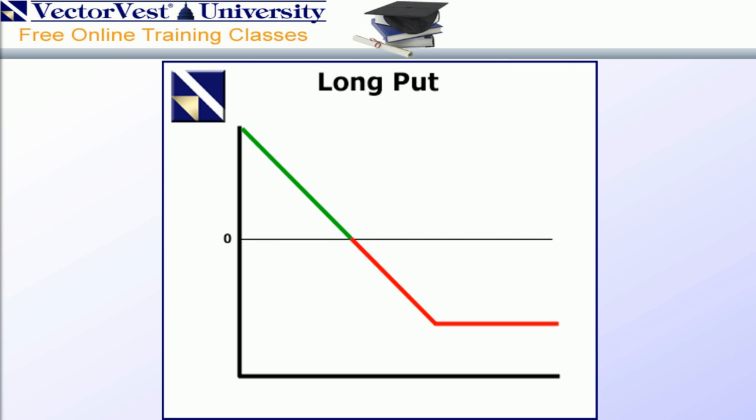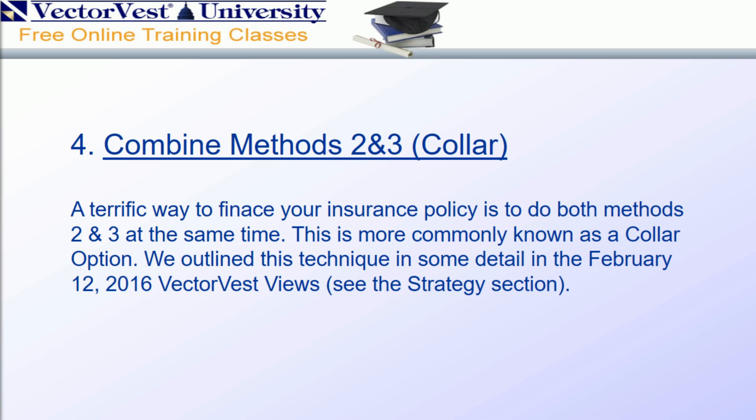And now the fourth option is to combine buying a put and selling a call, which makes a collar. A terrific way to finance your insurance policy is to do both methods 2 and 3 at the same time. This is more commonly known as the collar option. We outlined this technique in some detail in the February 12, 2016 VectorVest Views.